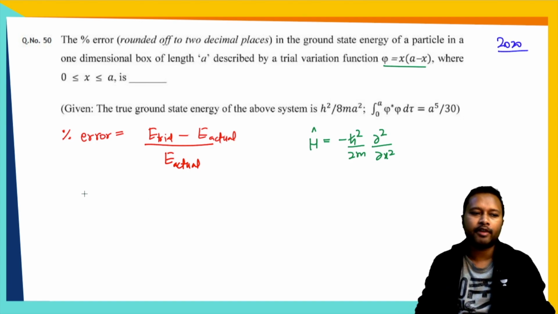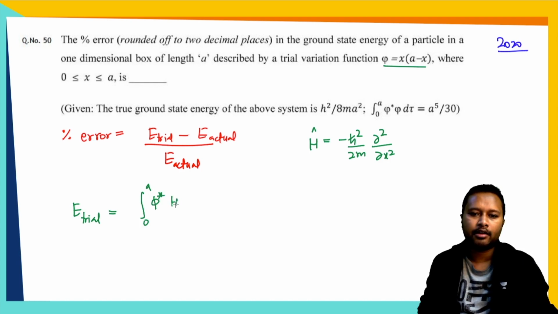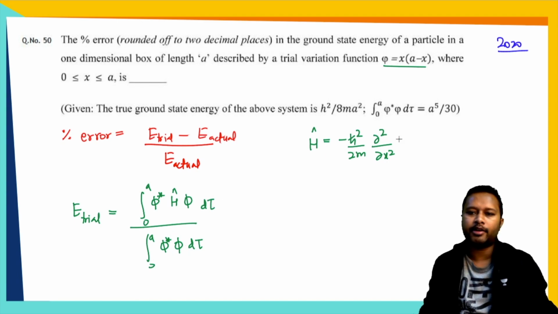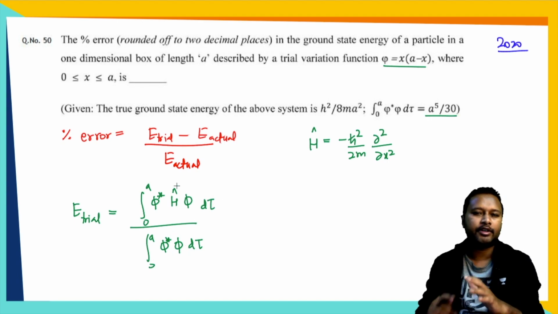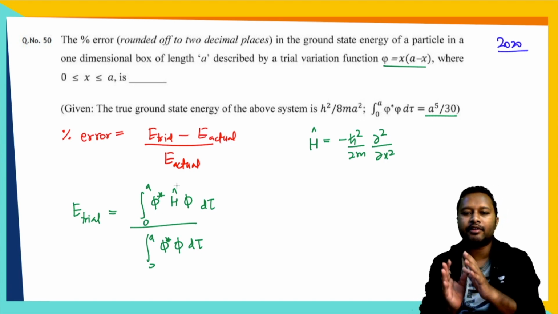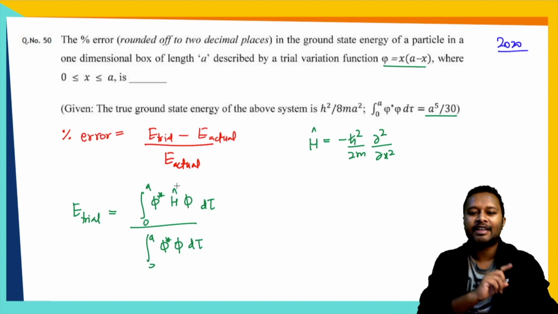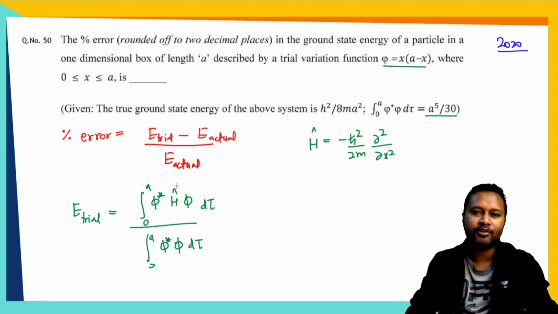Now we have to find E trial. E trial will be equal to the integration from 0 to a of phi star H phi, divided by the integration from 0 to a of phi star phi d tau. The value of the denominator is given to us in the question. We just need to solve the numerator. Once we know the numerator, we can put it here to find E trial, and once we know E trial, we can put it in the formula to find the percentage error. So what we have to calculate is the numerator part. Let's do that on the next slide.